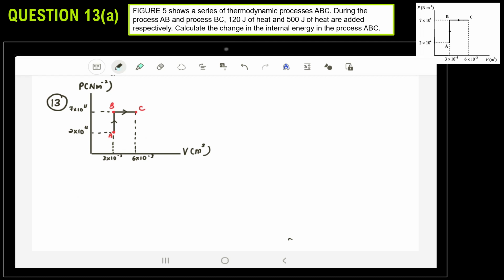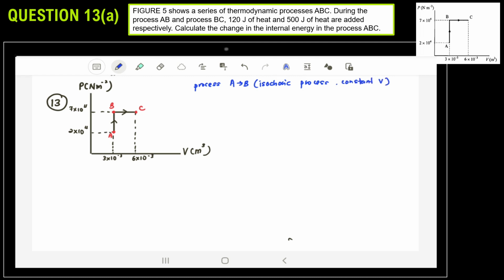Before we start, look at the process. Let's say we have process A to B. You can look at here from A to B. This is the volume. We know that from A to B, the process happened at constant volume. Therefore, the process A to B is the isochoric process, which is constant volume.